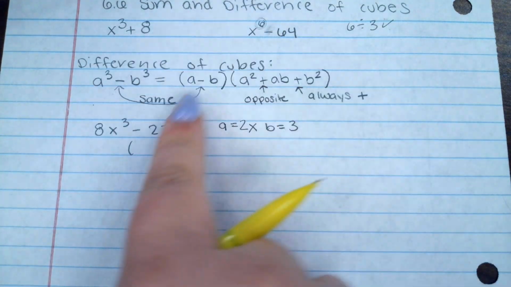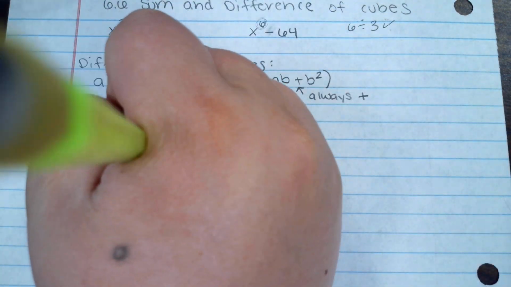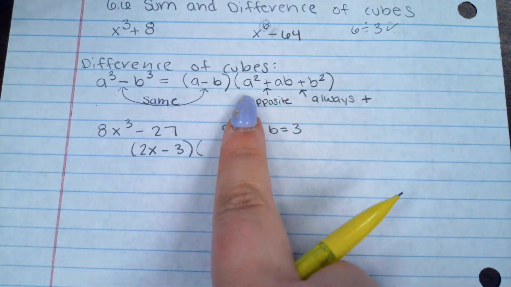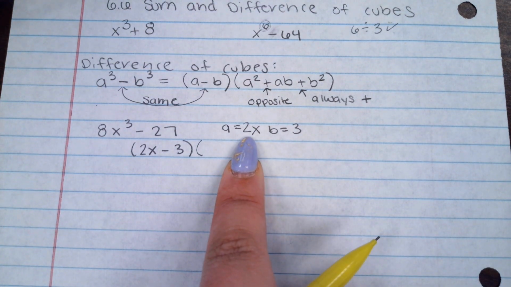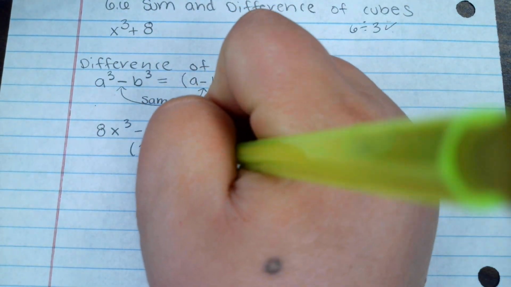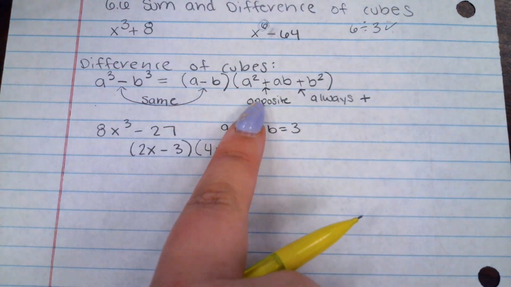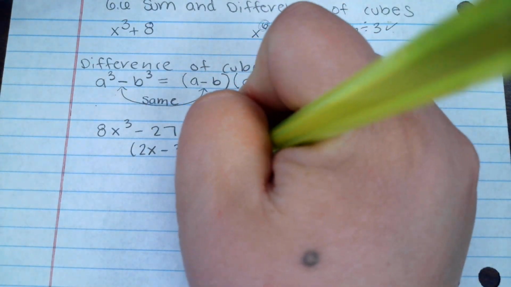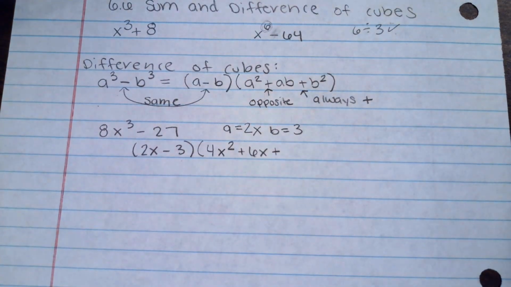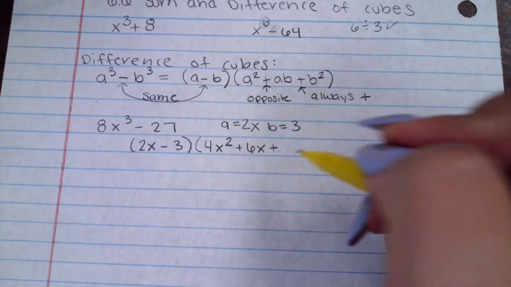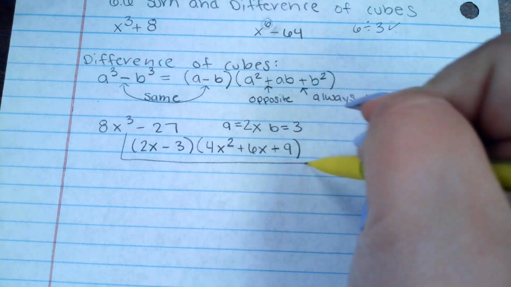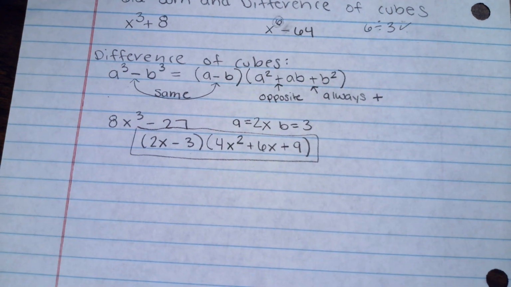So it's going to be a minus b. So 2x minus 3 times a squared. So that's 2x squared. So 2 times 2 is 4, and then x squared. So plus a times b. So 2x times 3 gives us 6x. And then it's always going to be adding b squared. In this case, b squared is 3 squared, which gives us 9. And that is our final answer.